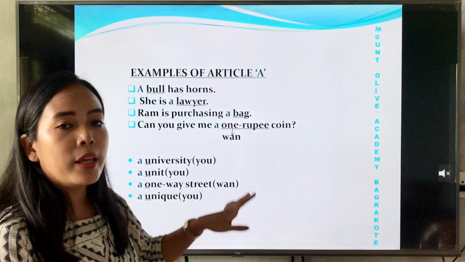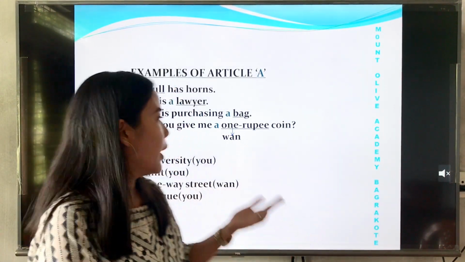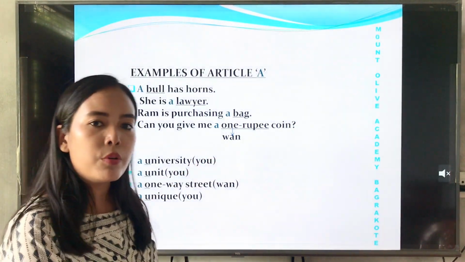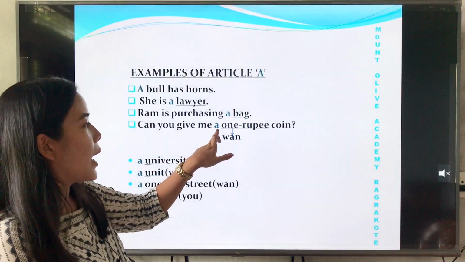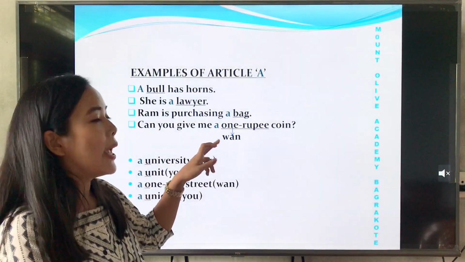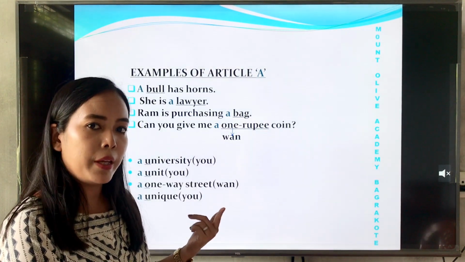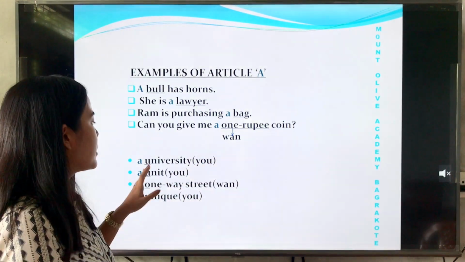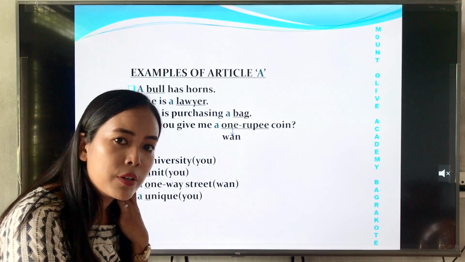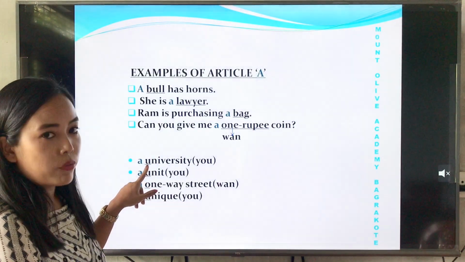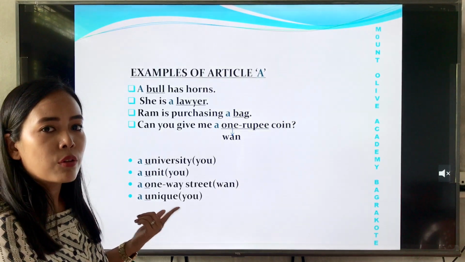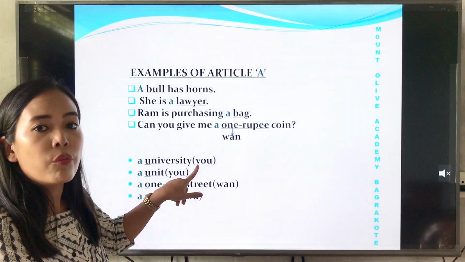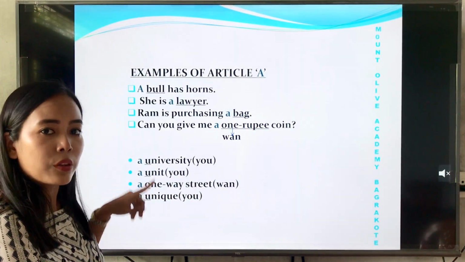How? O-N-E, one. How am I pronouncing one? As W-A-N, I am pronouncing one. So there is a sound of W, and W is a consonant. So we will use the article a. We will not say, can you give me an 1 rupee coin? We will not say that, okay? That will be incorrect. But, can you give me a 1 rupee coin? For example, a university. We will not say an university. Why? Because though it starts with a vowel, it has the sound of a consonant. Y-O-U, the U. There is a sound of Y over here. That's why we will use article a, not an.